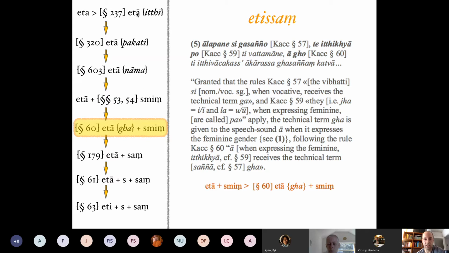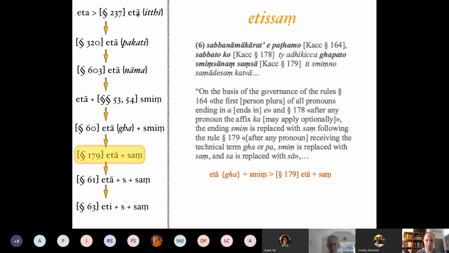Now, by Kaccāyana 60, the a endings, which are feminine, are termed ga. So the technical term ga is added, again, as a tag to the words that end in a, and they are feminine. So from now onwards, this eta, this base, is receiving the tag ga. And that will become productive once we move to the next step in the string of rules, which is Kaccāyana 179. And as you can see, it says ga pato smim sanam samsa.